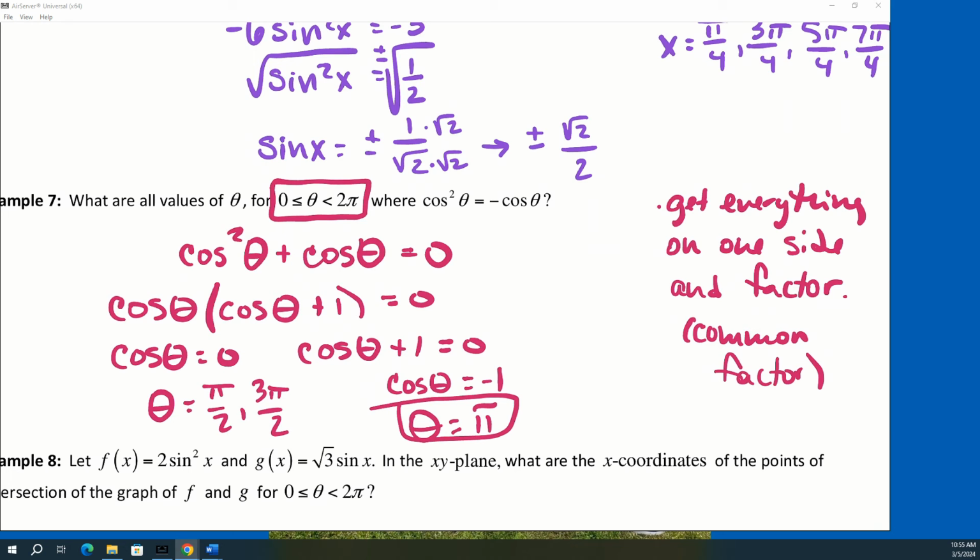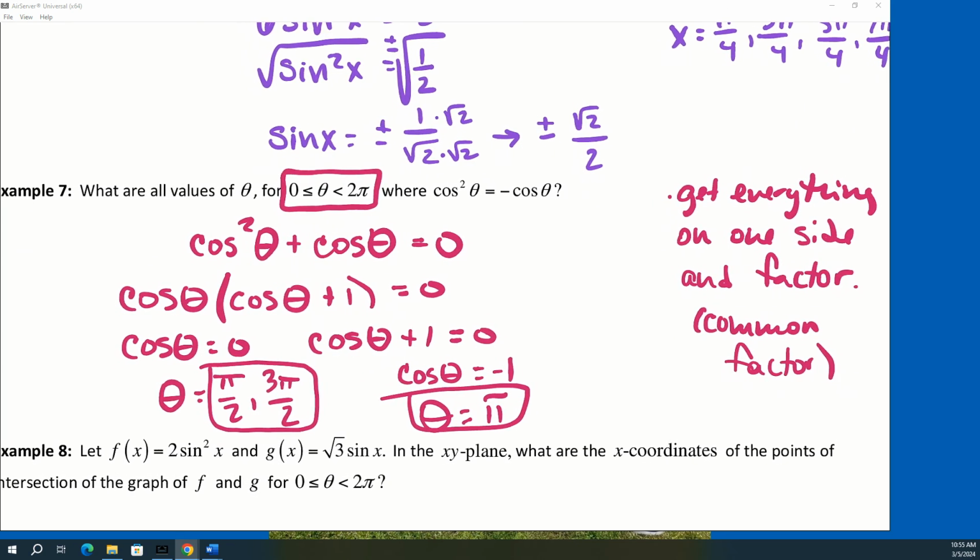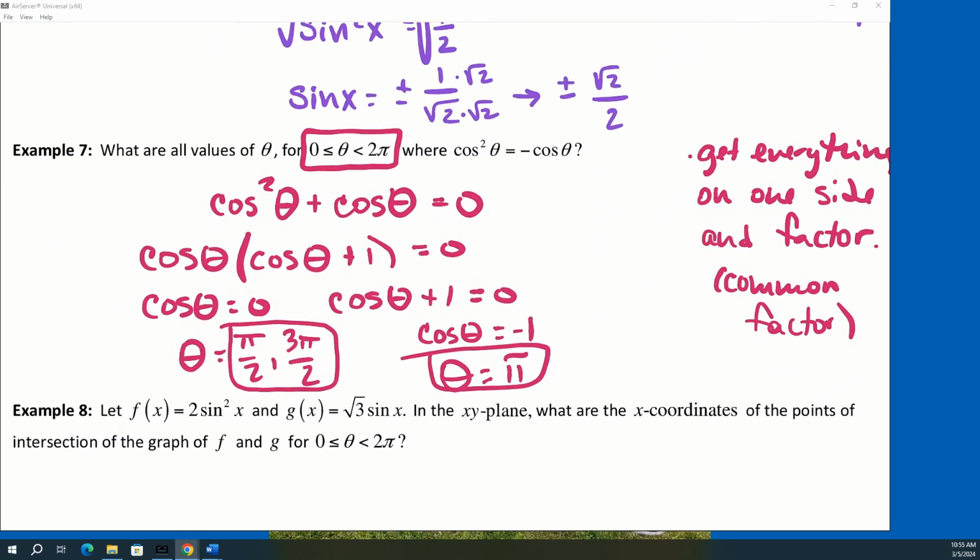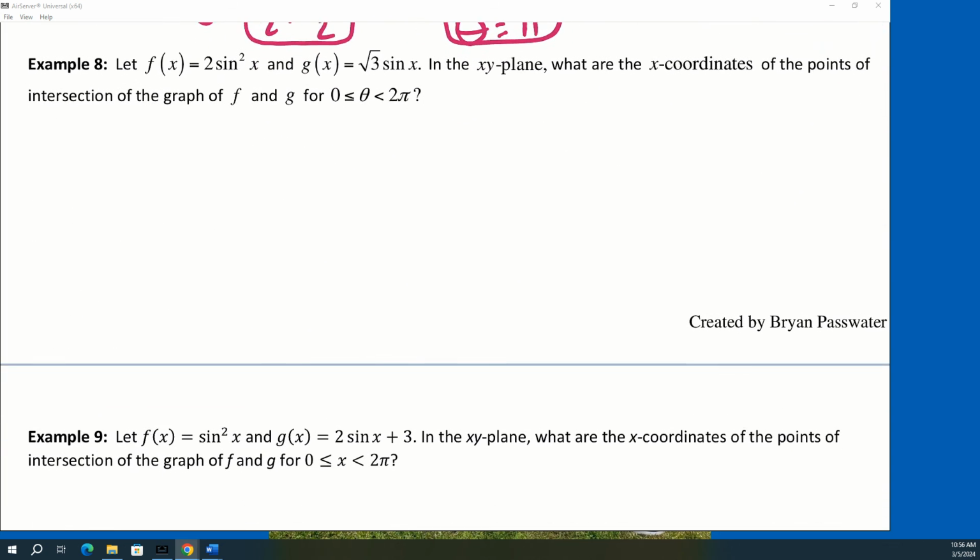It's probably not something you ever thought you would be doing, is factoring trigonometric equations. I love it, actually. All right, let's look at example 6.